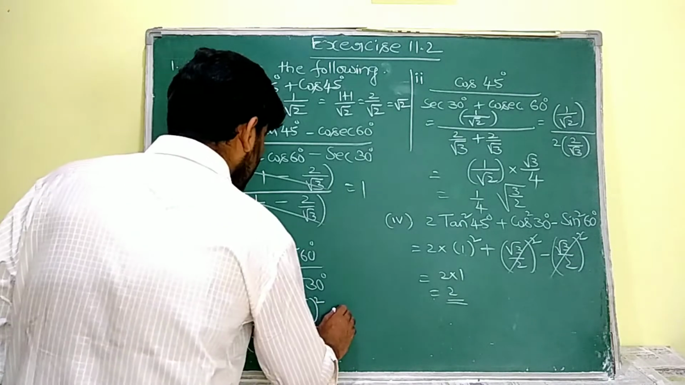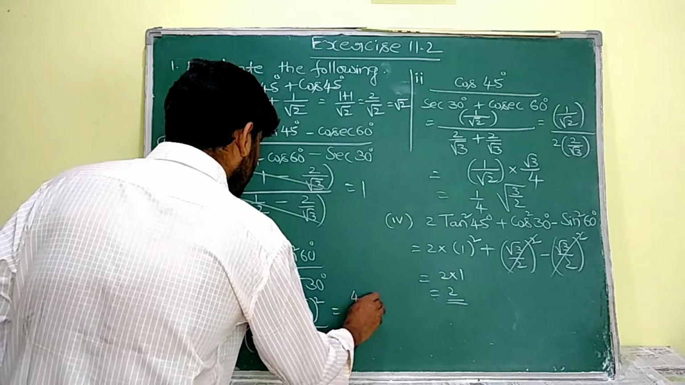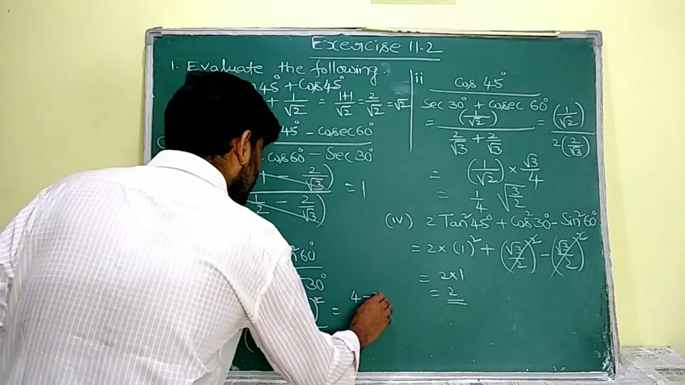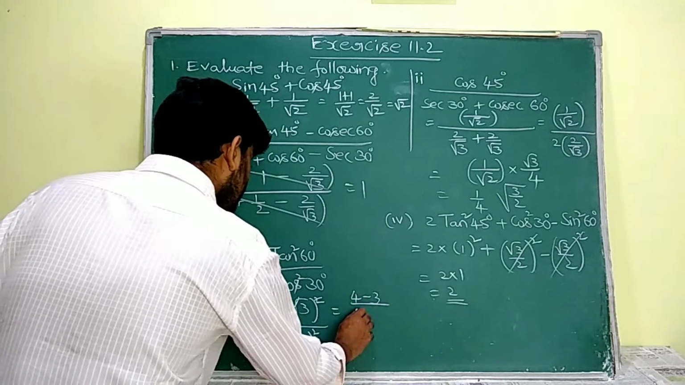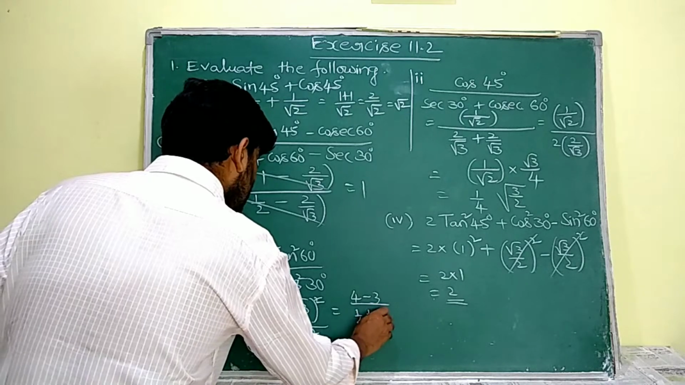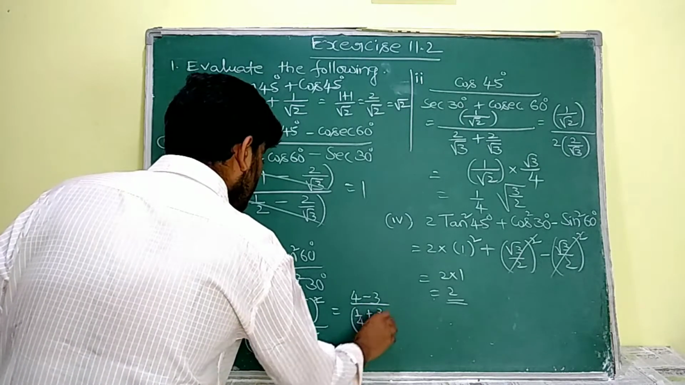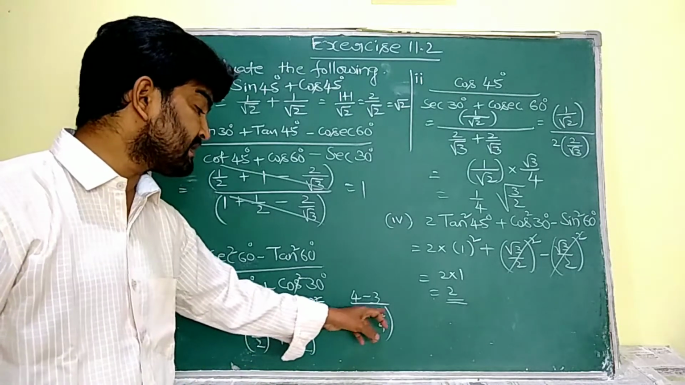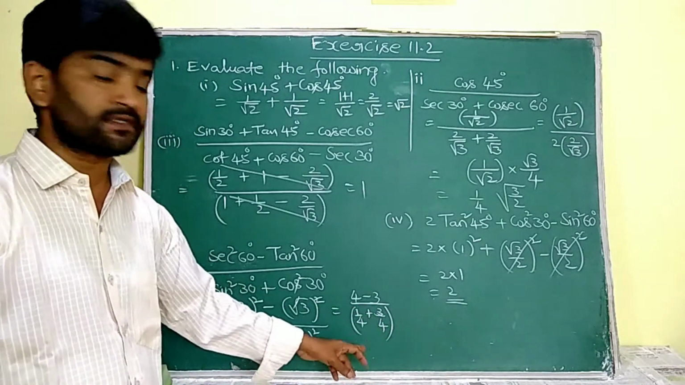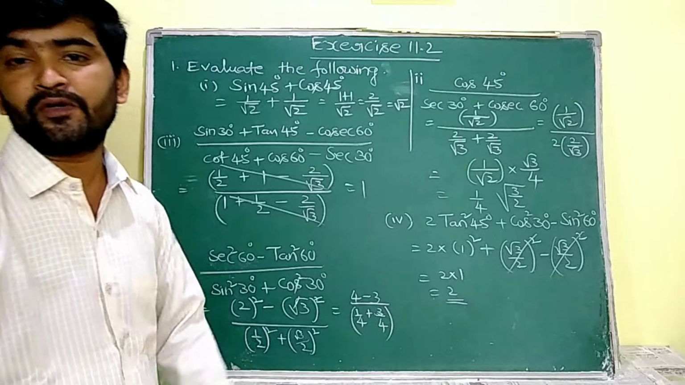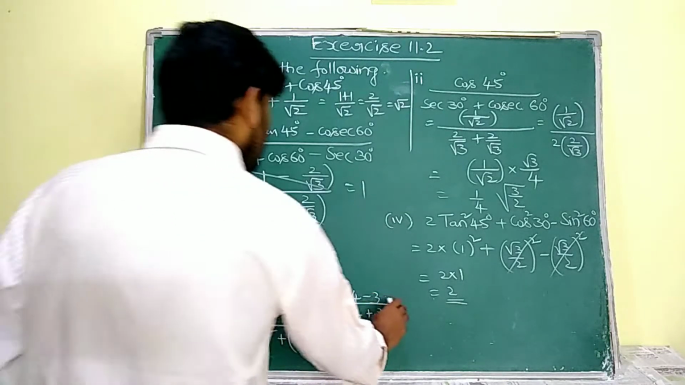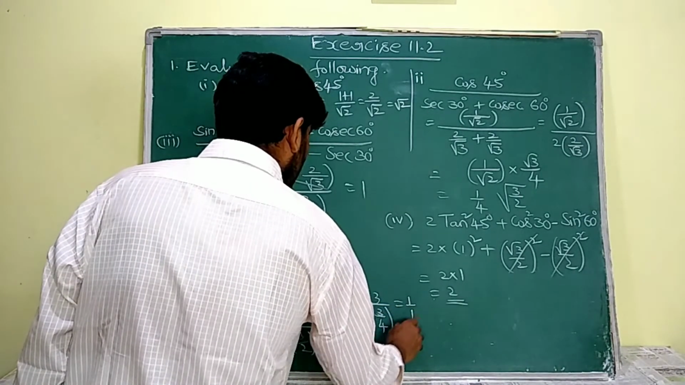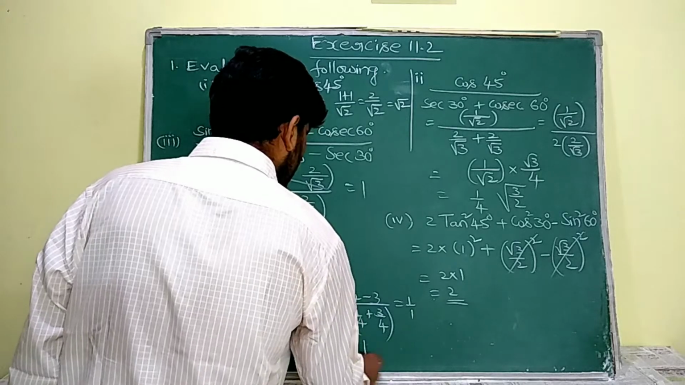In the numerator portion we have 4 minus 3, since the square and root are going to be cancelled. And the denominator is 1 by 4 plus 3 by 4. Why? Because these two are like fractions, and 1 by 4 and 3 by 4 together give 1. So here it is 1 by 1, that is equal to 1.